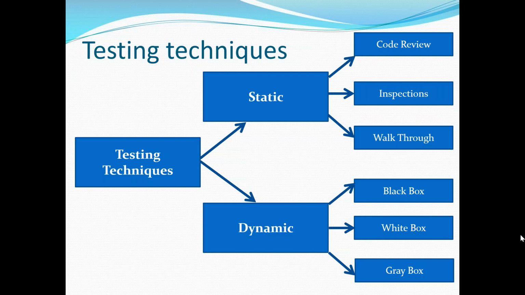So one person always does the inspection; most of the time the lead takes care of all these things. He will check whether you are following the correct documents and the correct requirements or not. In inspection also we are not executing anything, we are just viewing whether you are following the correct things or not. That's the reason we call it static.